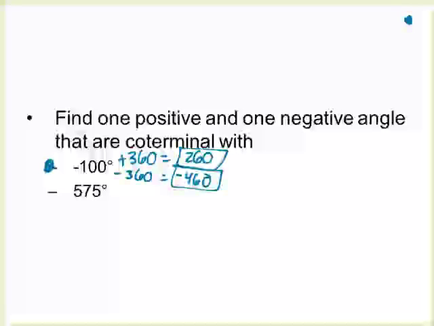For 575, I could begin by adding 360. That would be totally valid. That would be a correct positive answer. But since this is already bigger than 360, I'm going to start by subtracting. So it gives me 215, which is still positive. So then I'm going to subtract again. If I can get the screen to cooperate. And that gives me my negative solution of negative 145.